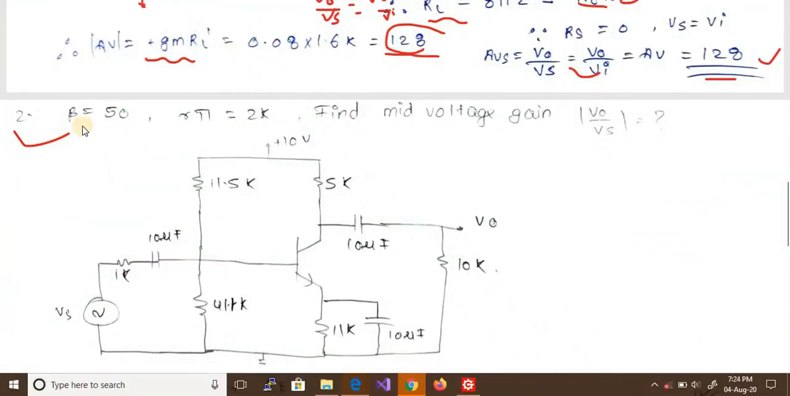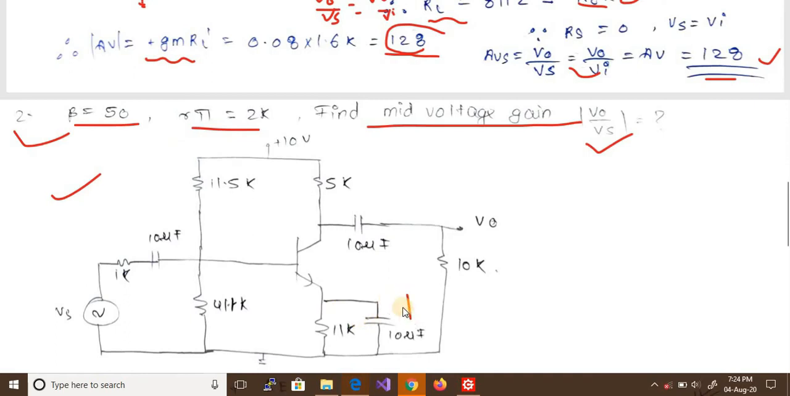So this second sum is given that beta is equal to 50, r pi is equal to 2 kilo ohm, and find the mid voltage gain. So again we have to find out this mid voltage gain. The circuit is given here. So the very first thing is we have to check whether this circuit is CE without RE or not.